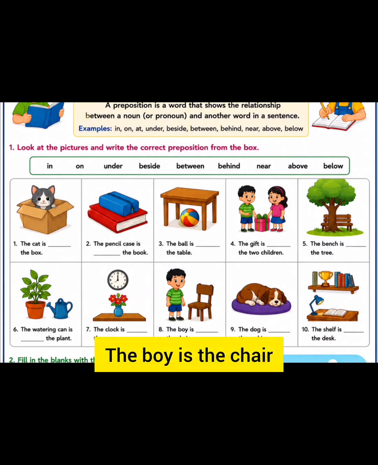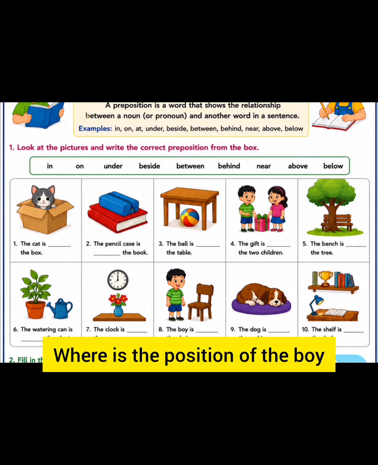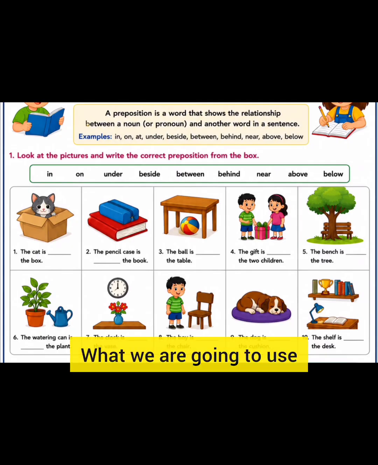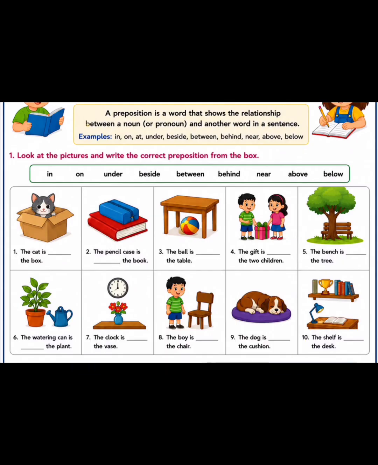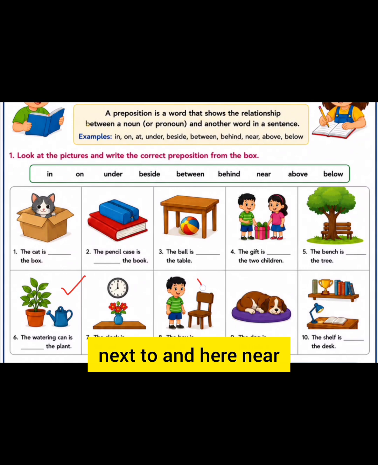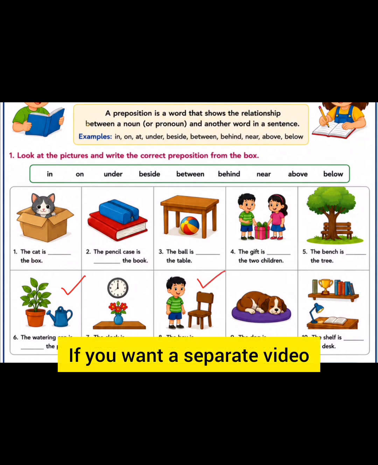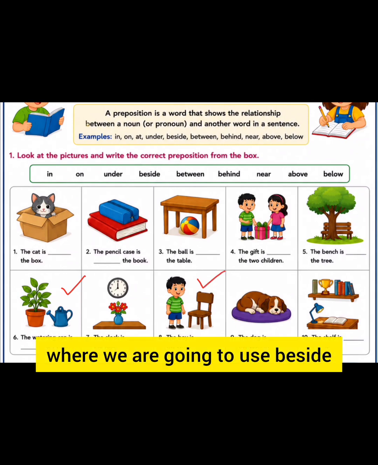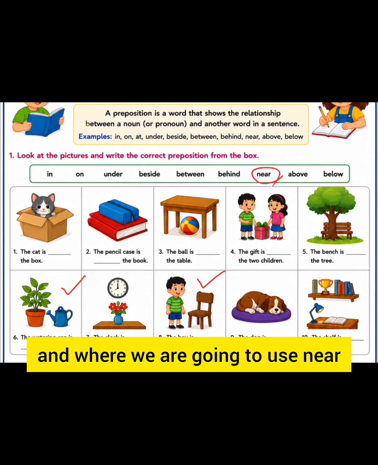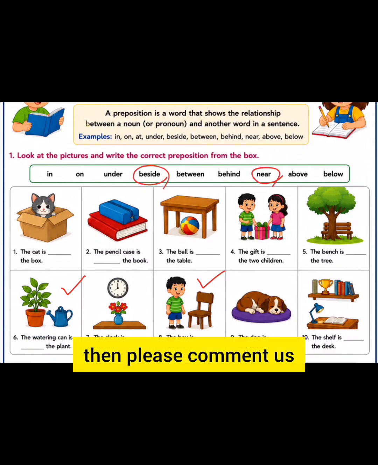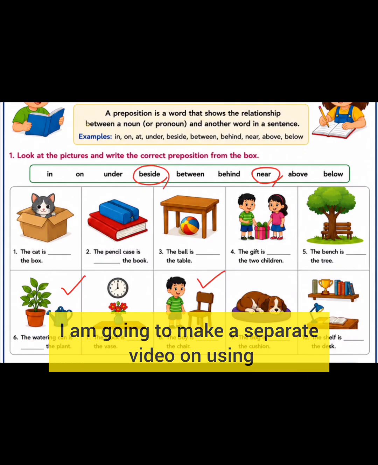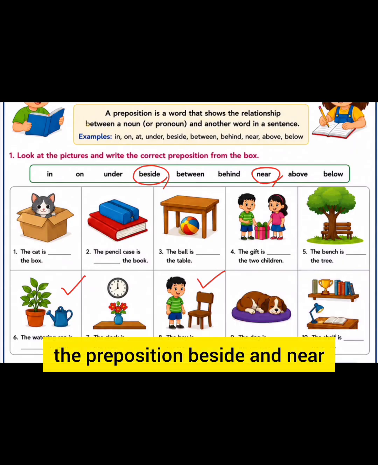The boy is the chair. Where is the position of the boy? What are we going to use? Here the boy is near the chair. We use next to here and near here. If you want a separate video on where we are going to use beside and where we are going to use near, then please comment. Then I am going to make a separate video on using the prepositions beside and near.